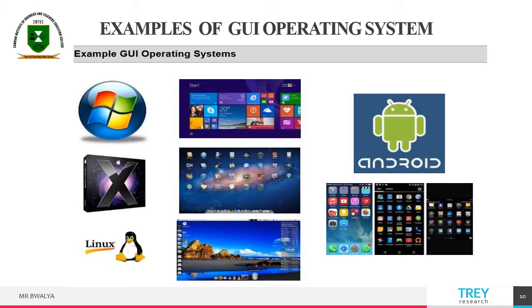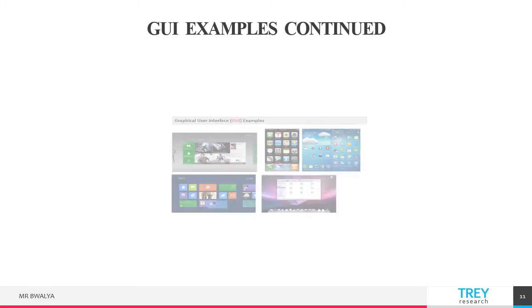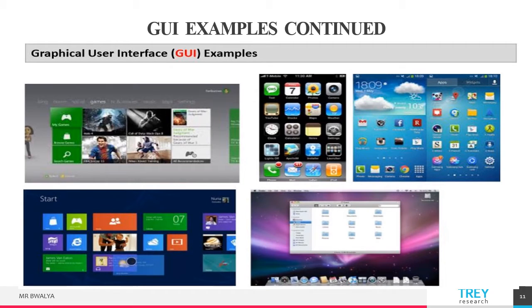Under Linux, we gave different examples, where we said this is where we find operating systems such as Ubuntu, Fedora, Elementary, Kali Linux, etc. These are the other examples in form of pictures. I'm sure they are now self-explanatory.